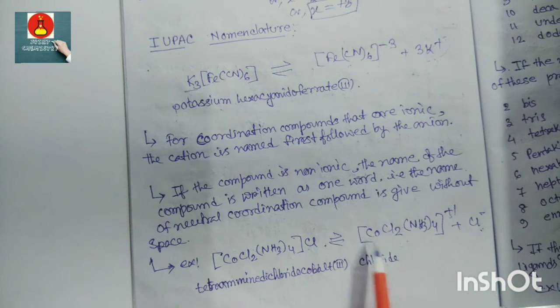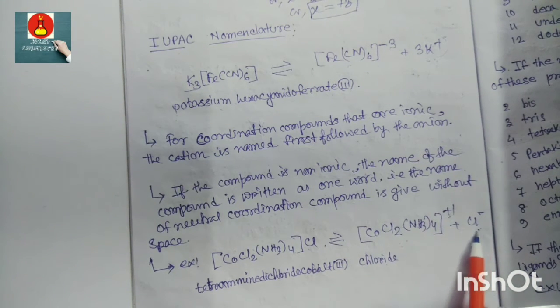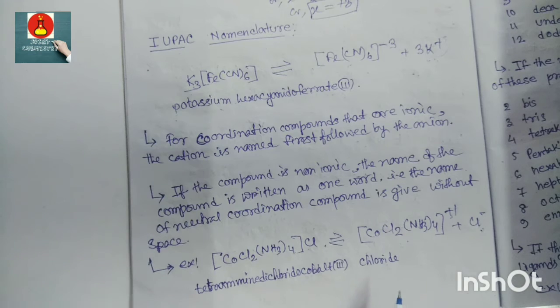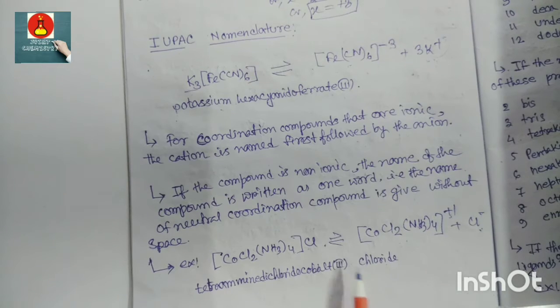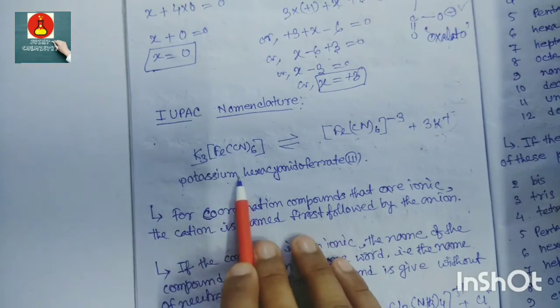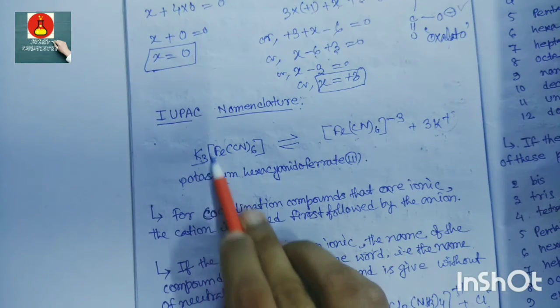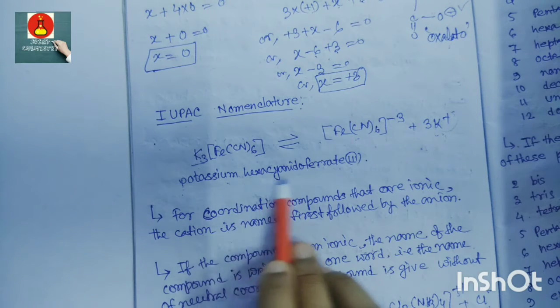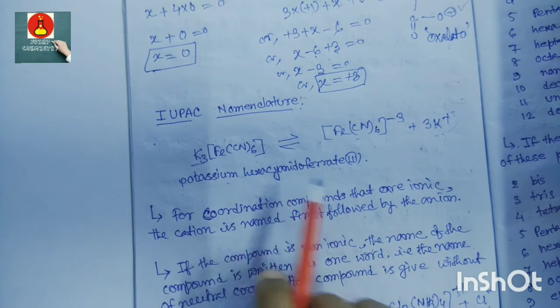So in this case, this is the positive part and this is the anionic part, so we have to write the name of this positive part first, which is tetraamminedichloridocobalt 3, then there will be a space, then chloride. Now why is there a space? Because this is a rule: we have to give a space between the coordination sphere and the ionization sphere. As we can see here, they gave a space after potassium, because the potassium is in the ionization sphere. Then they write the name of the coordination sphere. So this is the rule.